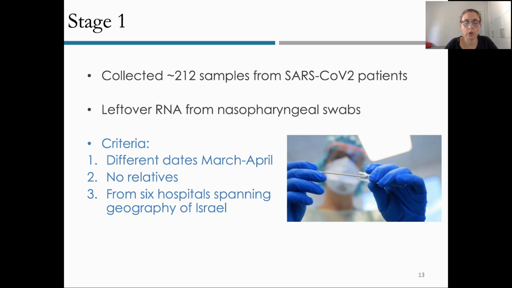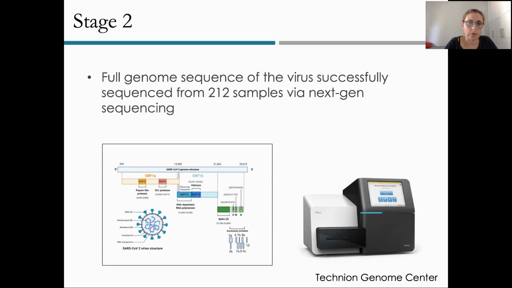The criteria we employed are 3 different criteria, which are very, very important. The first is that we focused on different dates spanning March to April. No relatives: we excluded any relatives, any people that might have been father, mother, anything like that. We collected from 6 hospitals spanning the entire geography of Israel. Israel is a tiny country, so 6 hospitals were enough to span the entire geography. The idea behind these criteria is that we wanted to obtain a random representative sample of all infected individuals in Israel. Then we performed full genome sequencing of the virus from these 212 samples by next generation sequencing.